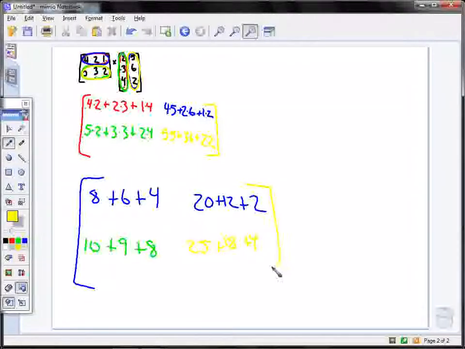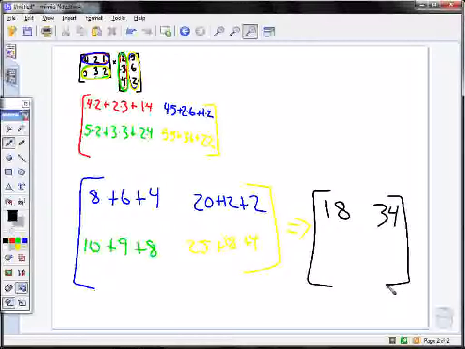And my result is going to be 8 plus 6 plus 4, which is 18. 20 plus 12 plus 2, which is 34. 10 plus 9 plus 8, which is 27. And 25 plus 18 plus 4.